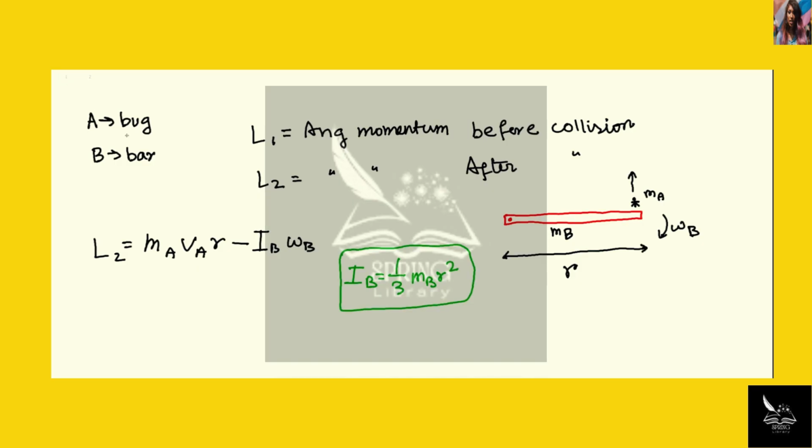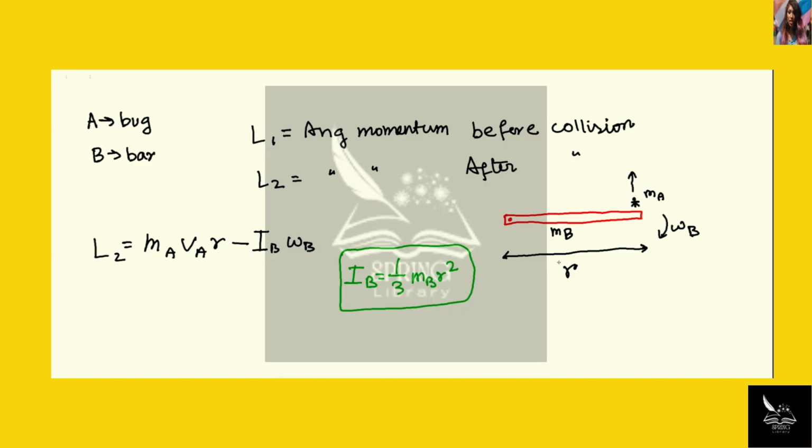Now we're saying that A is defined as the object bug, and B for the bar. So MB corresponds to the mass of the bar. Similarly, MA corresponds to the mass of the bug. And when the bug jumps this way, then there will be some angular velocity in the opposite direction, and we mark that as omega b. Now, also we're given the length of the bar, which we call r here.